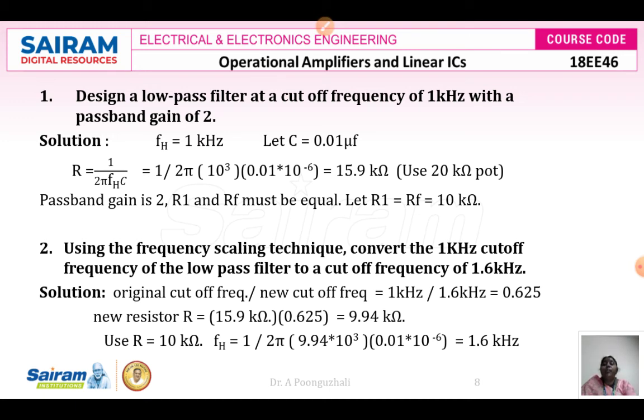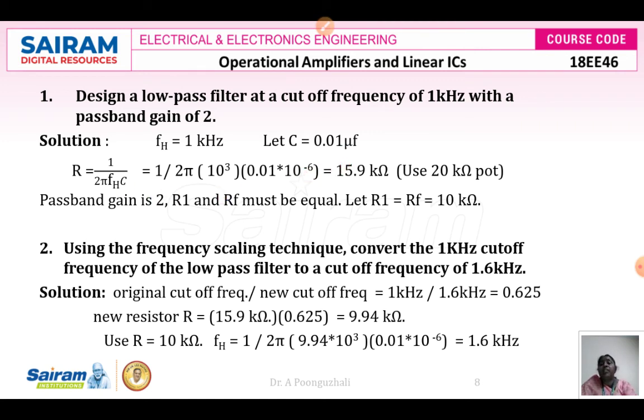First, design a low pass filter at a cutoff frequency of 1 kHz with a passband gain of 2. That means your FH is going to be 1 kHz. Let the capacitance value be 0.01 microfarad. Here the cutoff frequency and passband gain are given, so for the filter design we have to choose the C value. The condition is that it should be less than 0.1 microfarad, so we are choosing 0.01 microfarad.